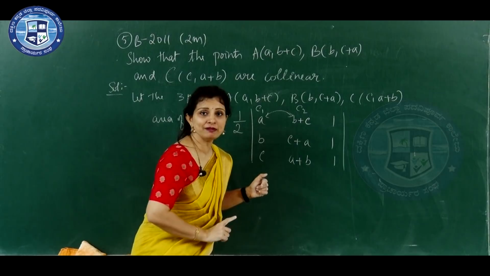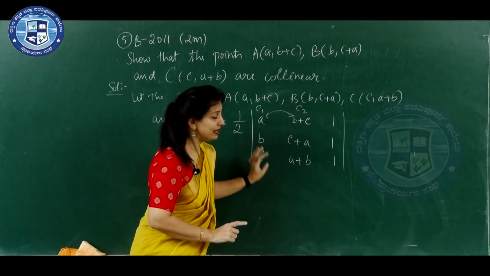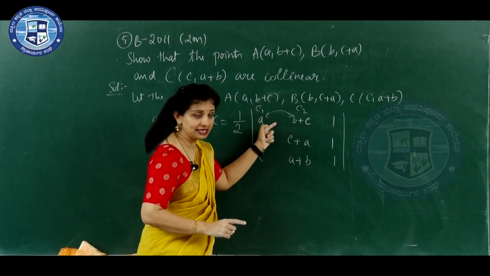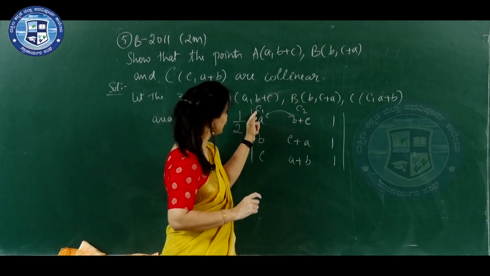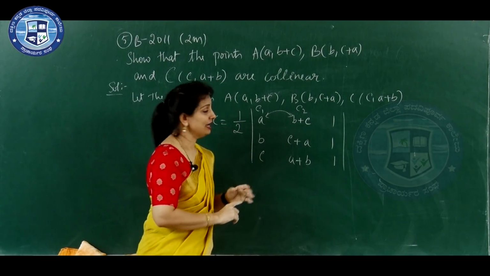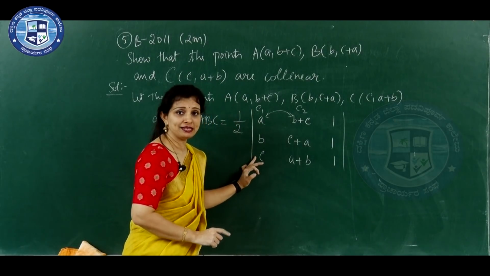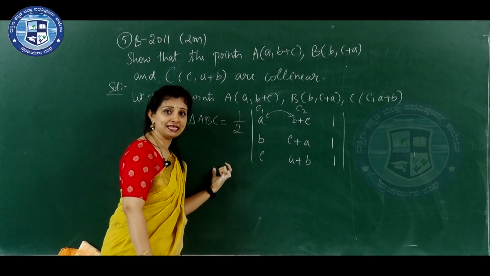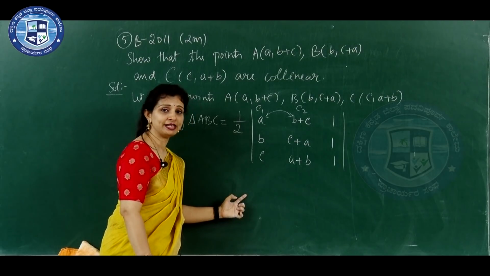Again we will get A plus B plus C. So, first column elements can be made as A plus B plus C if you apply C1 plus C2 operation. If each element is A plus B plus C, can we take off that term A plus B plus C outside the determinant? We write it outside the determinant.